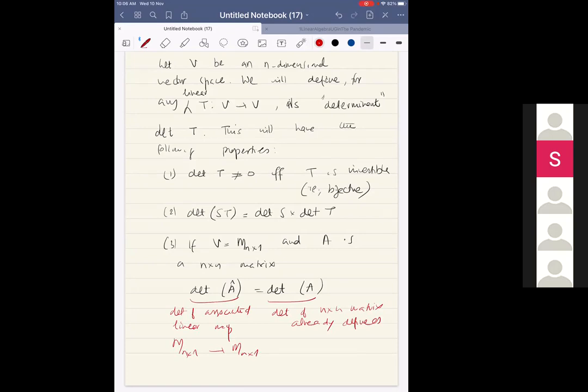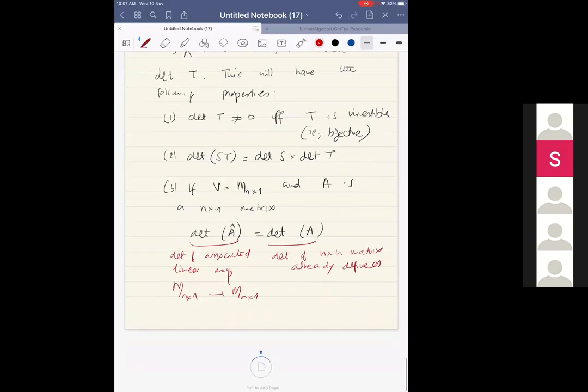Okay, so what you must understand from all this is that if you are given any vector space, as long as it's finite dimensional, then there is a very natural function defined on the space of linear maps from the vector space to itself, which has exactly the same properties as the determinant of an n by n matrix, provided you interpret the n by n matrix as giving a linear map from column vectors of length n to column vectors of length n. And this is a very, very important thing.